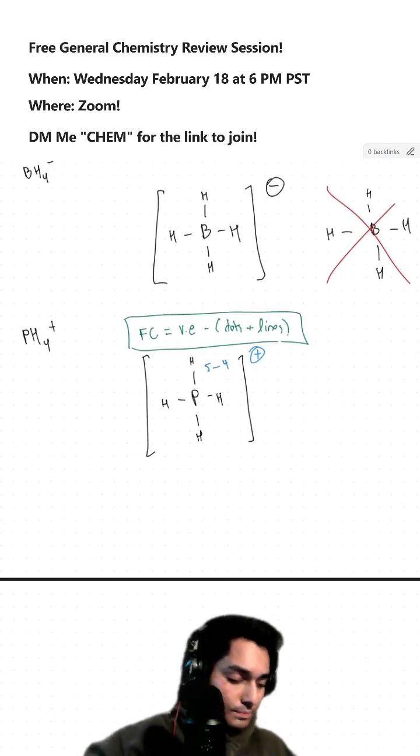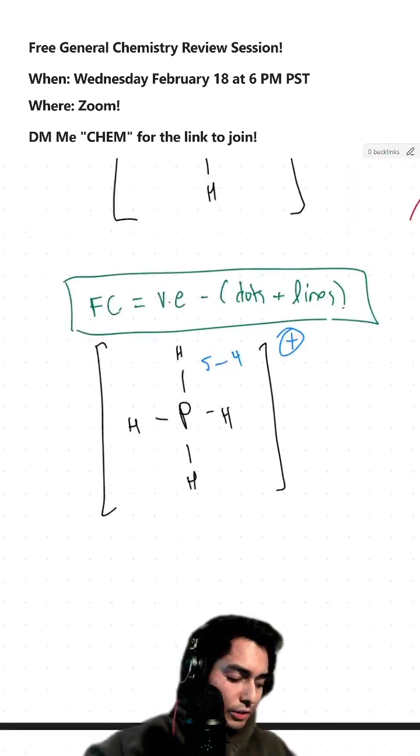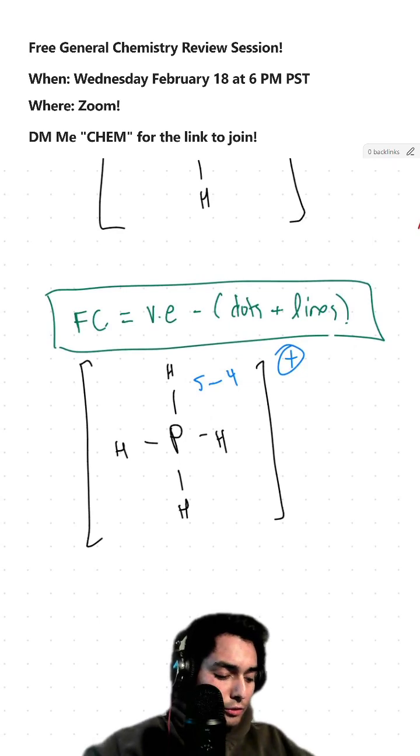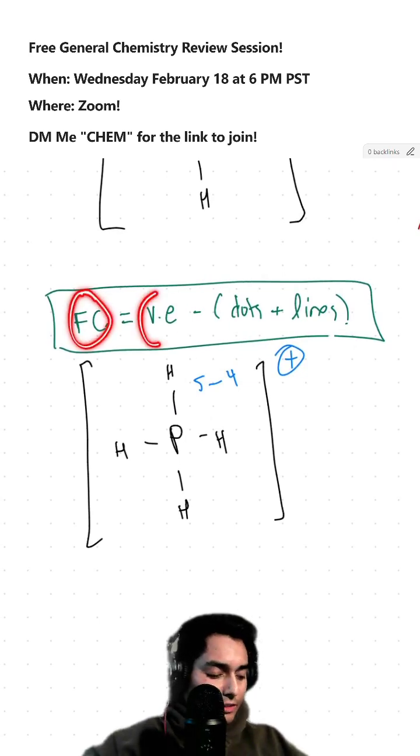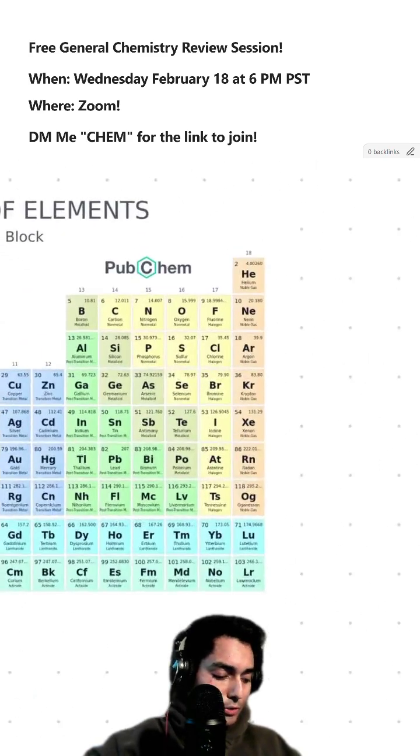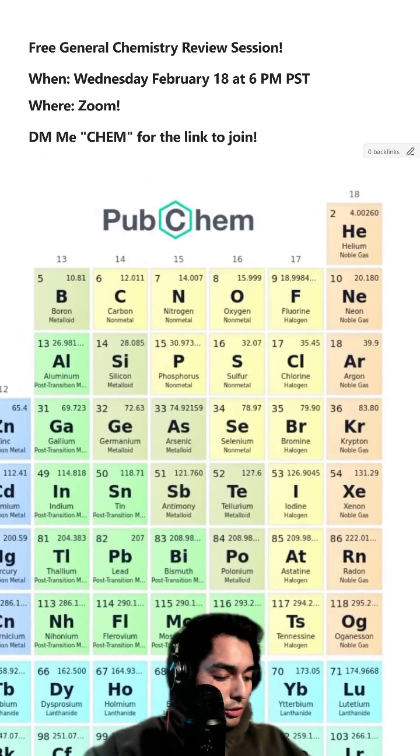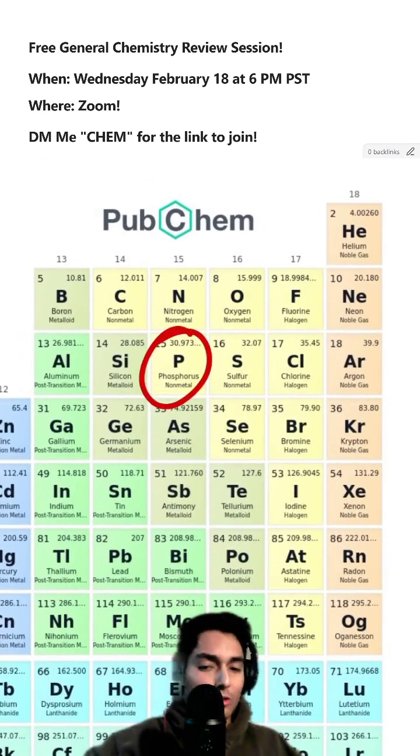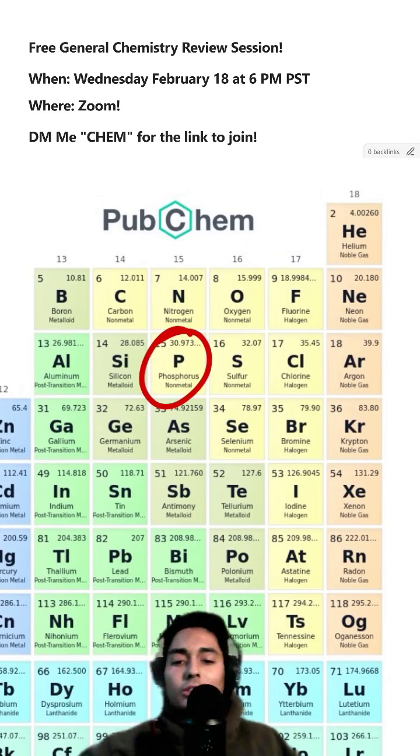Just the trends. Andrea said that was too fast, so I'm going to do that one more time. The equation for formal charge is valence electrons, however many valence electrons the center atom has. So how many valence electrons does phosphorus have? I don't know, I'm going to check the periodic table. Phosphorus lives right over here. If you don't know how many valence electrons, check out my YouTube video on valence electrons. It's on my YouTube channel.